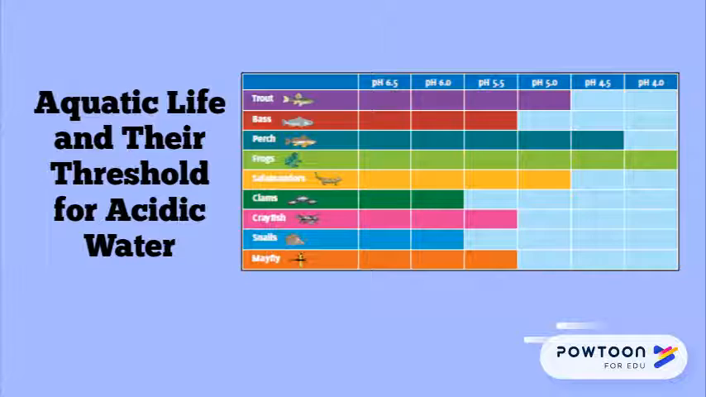This chart represents aquatic animals and their abilities to survive under acidic water conditions, ranging from a pH of 6.5 to a pH of 4. The blue part of the chart shows that as pH decreases, less animals can survive.